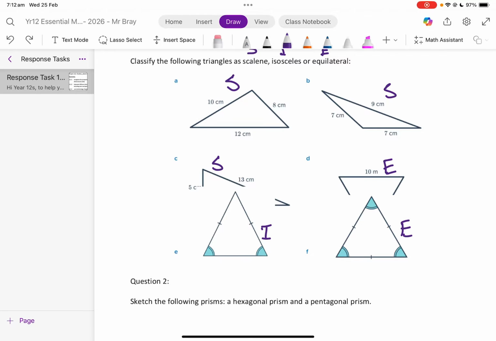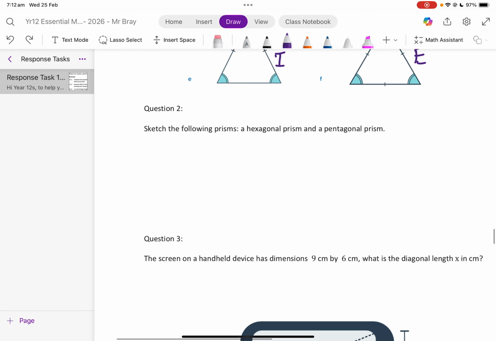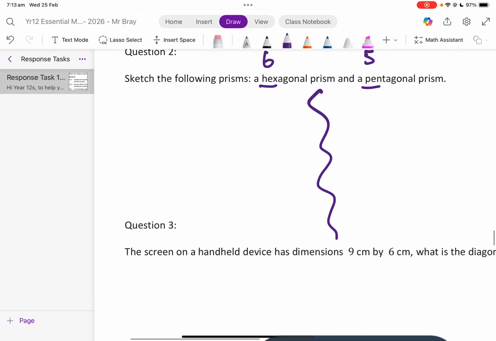Alright, nice and easy to get you guys started. We are asked to sketch the following prisms: hexagonal prism, and a pentagonal prism. So look, hexagonal prism is going to have 6 sides on the face, and pentagonal is going to have 5.